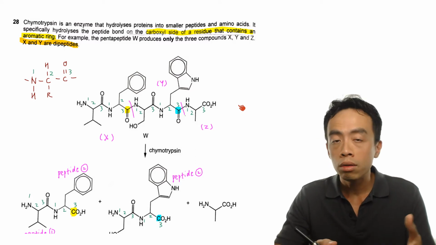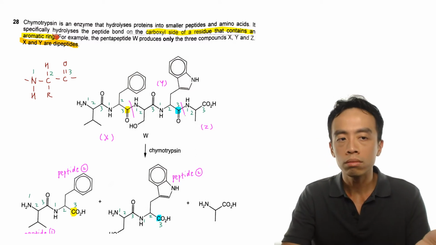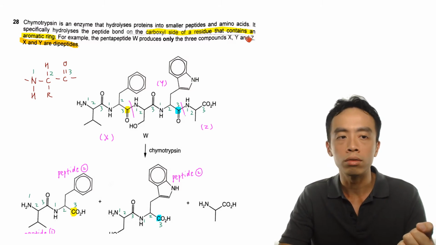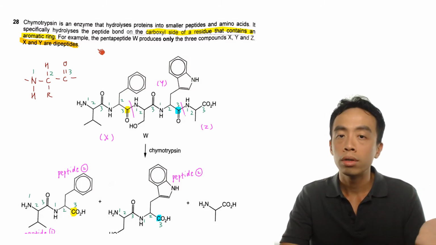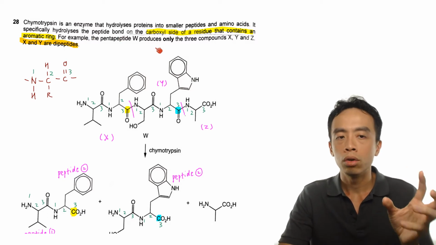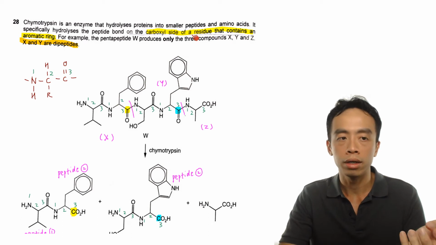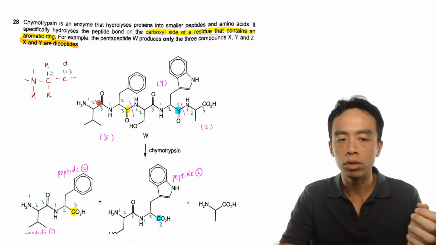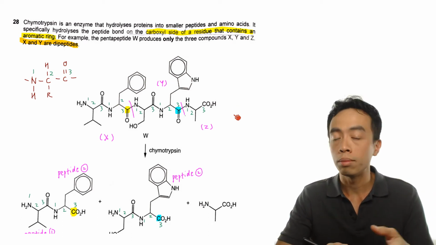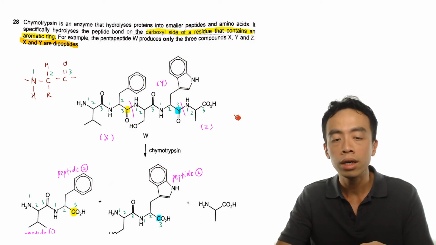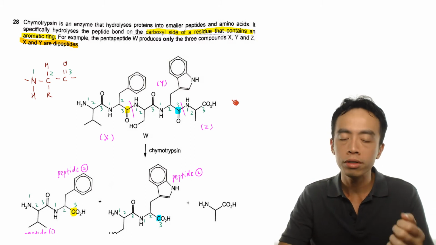And the next thing we want to do is chymotrypsin targets the carboxyl side of the residue that contains an aromatic ring. So it doesn't break all the peptide bonds. You only target the peptide bond where I have an R group that has an aromatic ring. So what we will do is we will run this through, and then we systematically run through which of these R groups has an aromatic ring or benzene ring. Then the peptide bond at the acid portion will be broken.